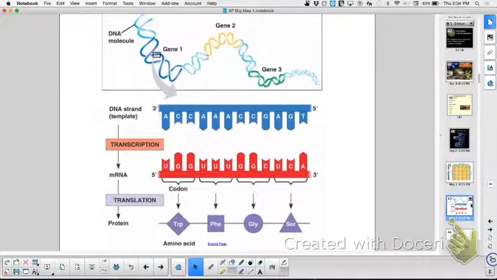Then we know, using the DNA, look at the numbers. What do those numbers mean? 3' and 5'. What is that referring to? The carbons within the sugar. So we're using the leading strand as a template when we make our RNA, and that's transcription.